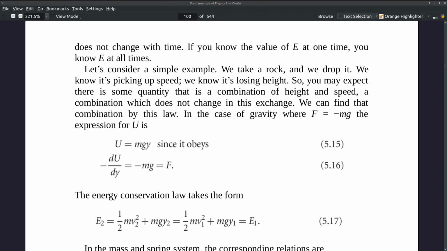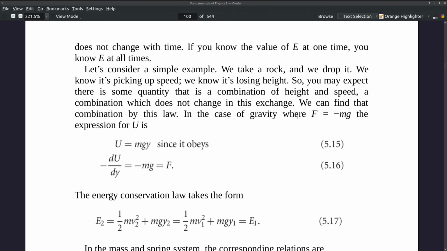Let's consider a simple example. We take a rock and we drop it. We know it's picking up speed. We know it's losing height. So you may expect there's some quantity that's a combination of height and speed, a combination which doesn't change in this exchange. We can find that combination by this law.